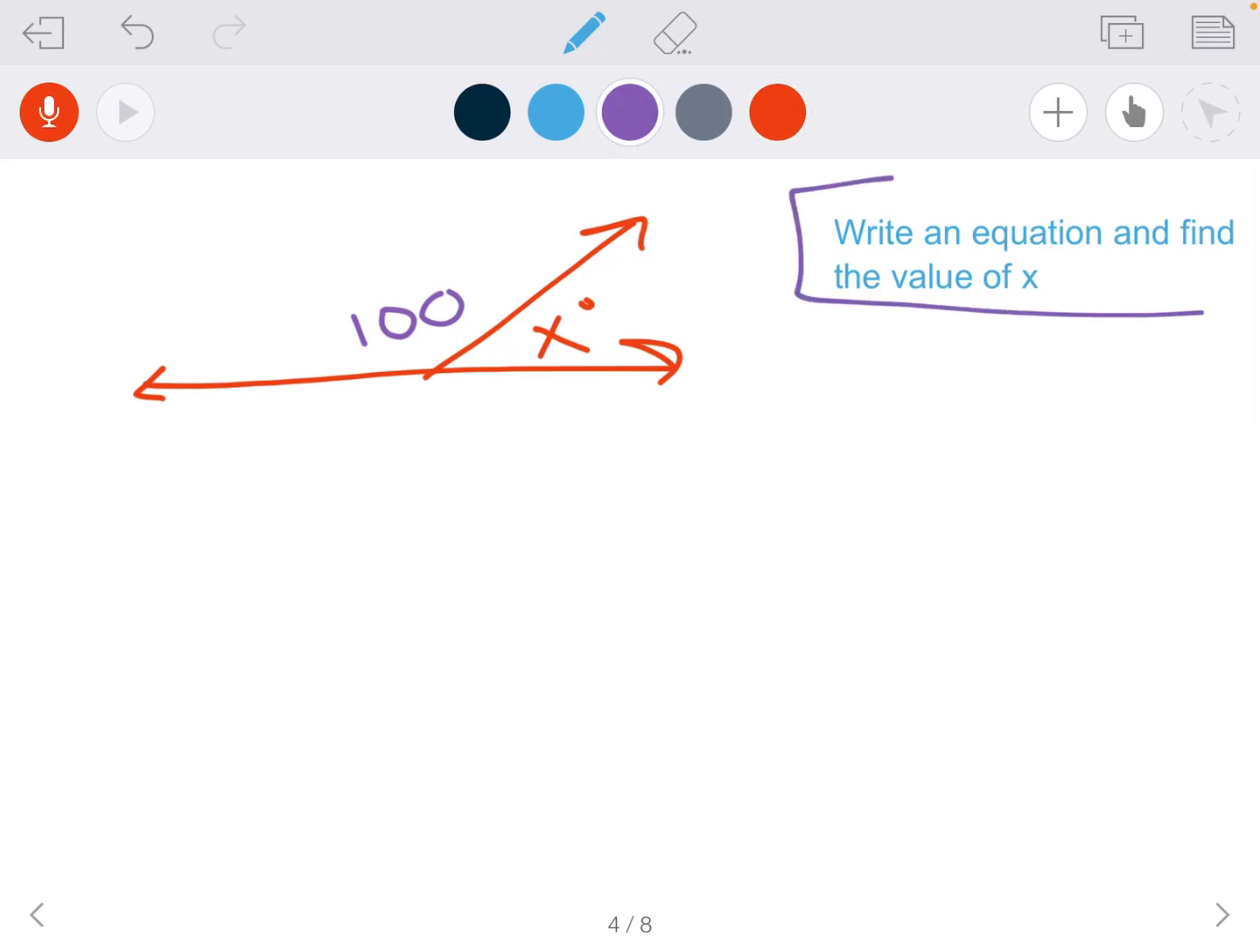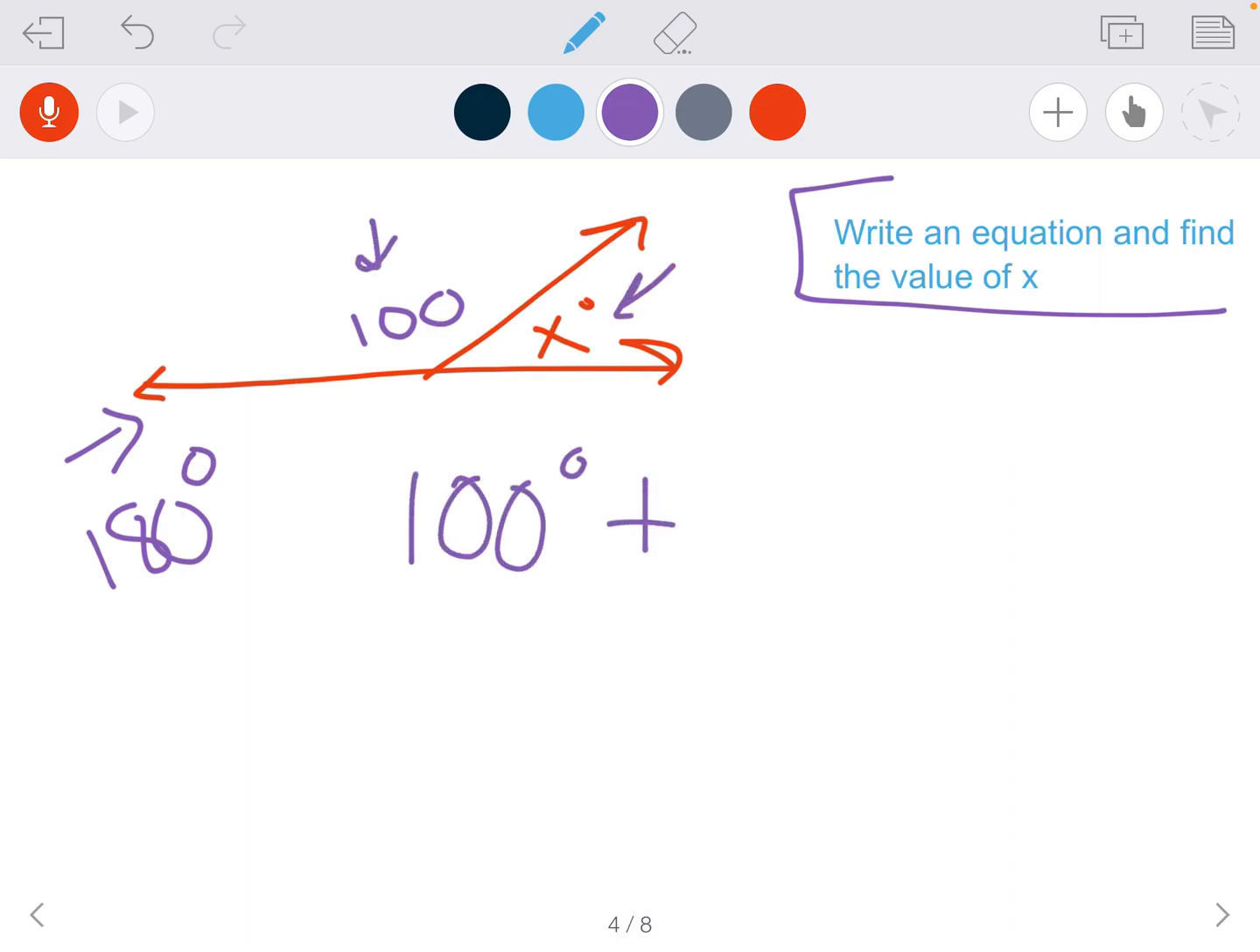So these directions say write an equation and find the value of x. Well, I have a straight line here, right? And what's the magic number for straight lines? I can hear you say, or supplementary, is 180. Well, I know I have a 100 here already, plus I don't know what the value of x is, but I know it has to equal 180 degrees.